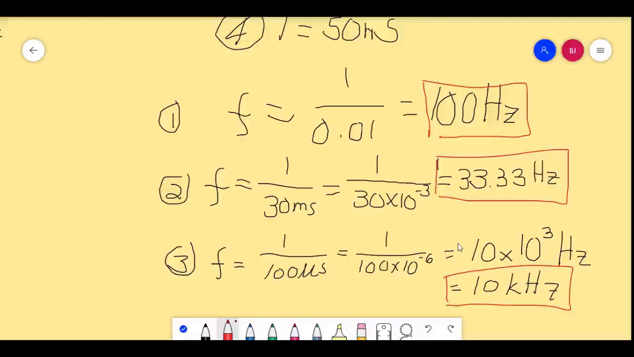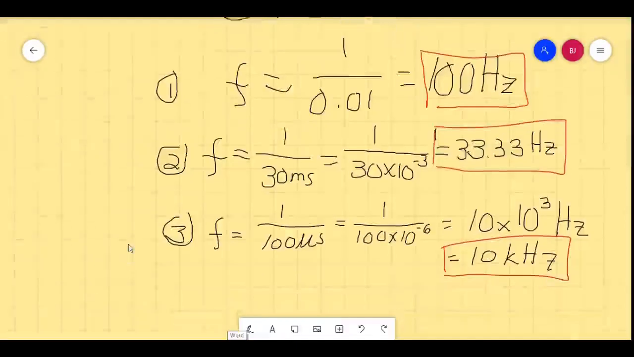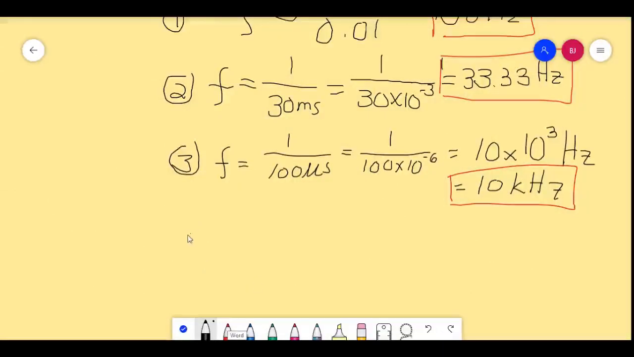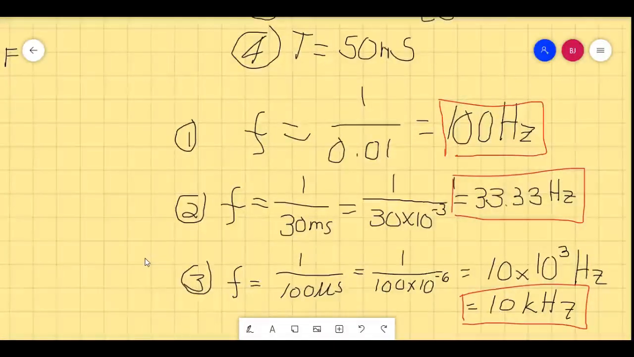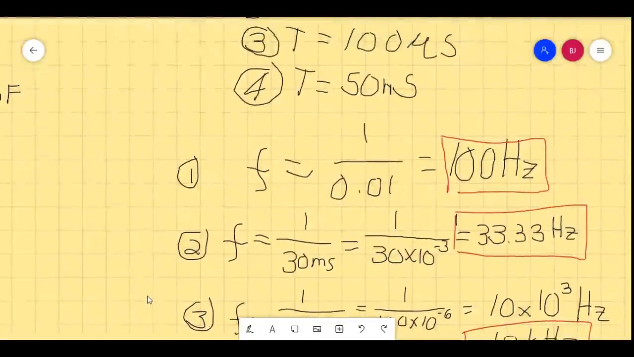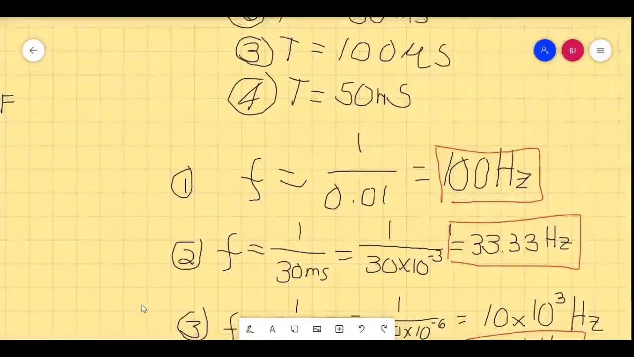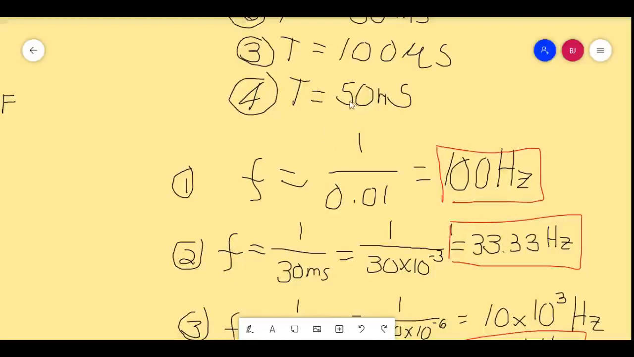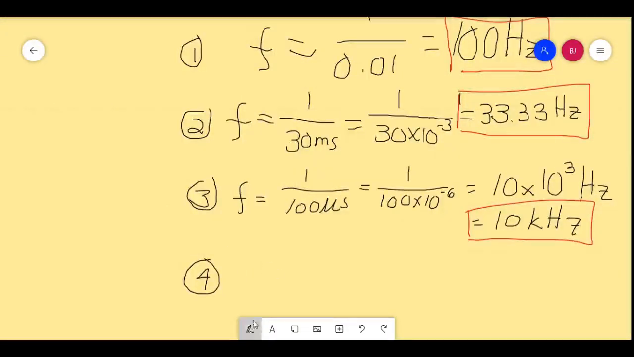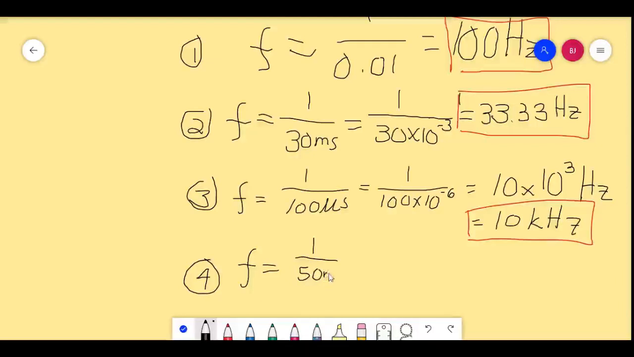Let's take a look at the last example. So for number 4, we are finding frequency from 50 nanoseconds. So our frequency is now 1 over the period. In this case, it's 50 nanoseconds.